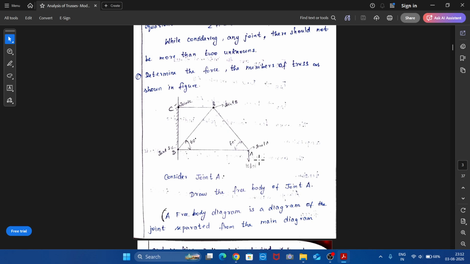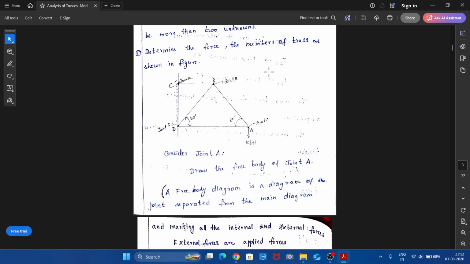So we need to find the forces in the members of the truss, that is force in member AB, force in member AD, force in member BD and force in member BC. In the method of joints, we need to consider equilibrium of every joint. So let us start with the free end.